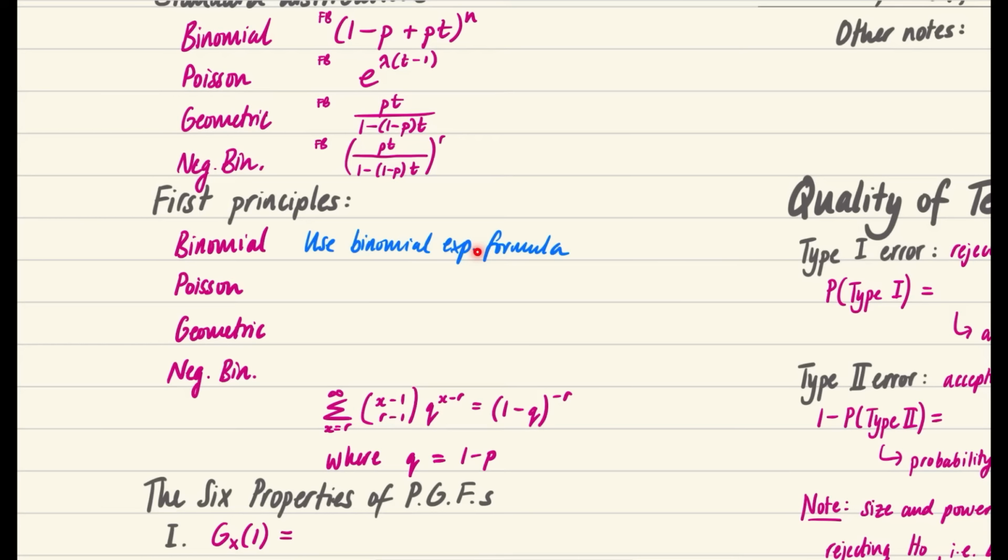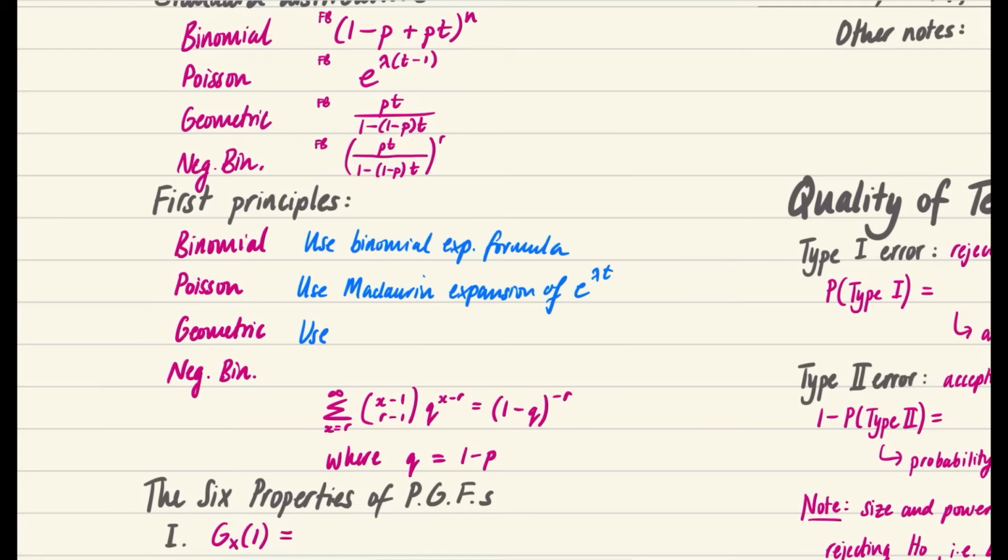And obviously you don't just start off with that, it's going to pop up when you're doing that first principles proving that you've got them. For the Poisson, you need to use the Maclaurin expansion of e to the lambda t. So they're really pulling in all of your knowledge from all across further maths here. We're going to use the Maclaurin expansion of e to the lambda t.